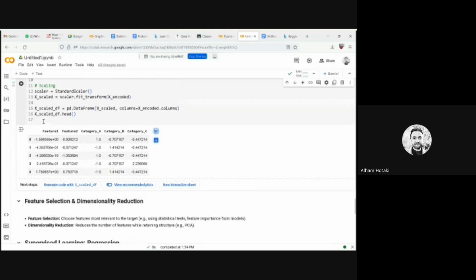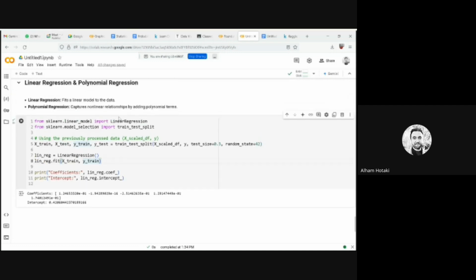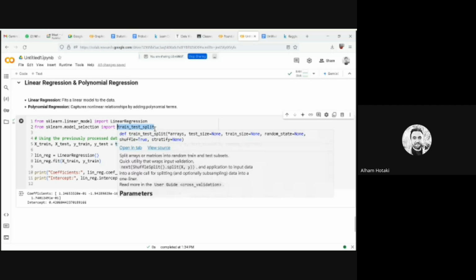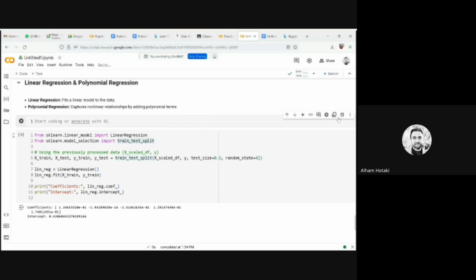Assume, for example, these are different types of fish that we had previously. Category A was one type of fish, category B was another type, and category C was another type, and these were the features, height and width. If you want to develop a linear regression model with that, first of all, previously we imported only linear regression. This time we also import train test split as well. Why is train test split important? Because you have to split the data set into training and test.